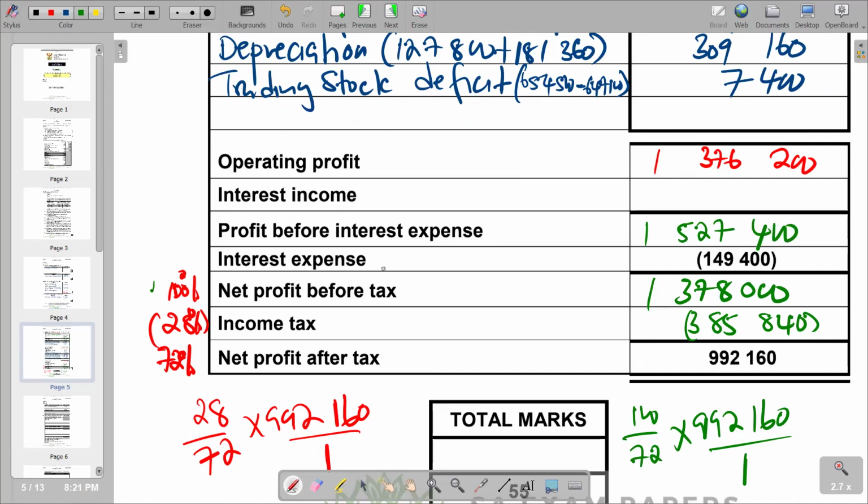So from there, we can also find our interest income. Remember, to get our profit before interest expense, we are supposed to say operating profit plus interest income. Then we get your profit before interest expense. So now to get your interest income, we are finding the difference between the two. 1,527,400 minus 1,376,200. Then you get your figure for interest income, which is supposed to be 151,200.